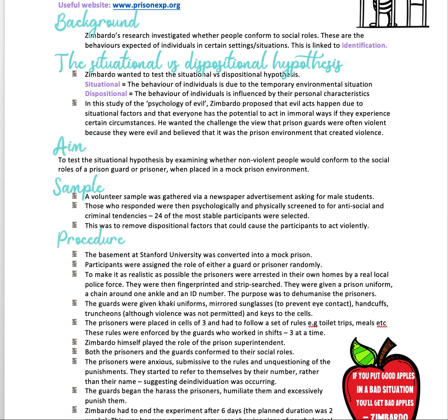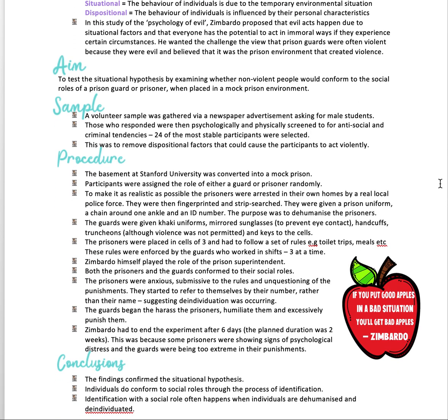So, mock prison environment, volunteer sample. He psychologically screened for antisocial and criminal tendencies and removed any participants who he believed were naturally violent. And that allowed him to test the situational hypothesis. If he'd had people in the experiment that were naturally violent and they acted violent in the experiment, that doesn't prove the situational hypothesis because they were already violent, so it could have been their disposition. By having non-violent people that acted in a violent way, it does prove the situational hypothesis, because the variable that's causing the violence must be the situation if they weren't violent in their normal lives.